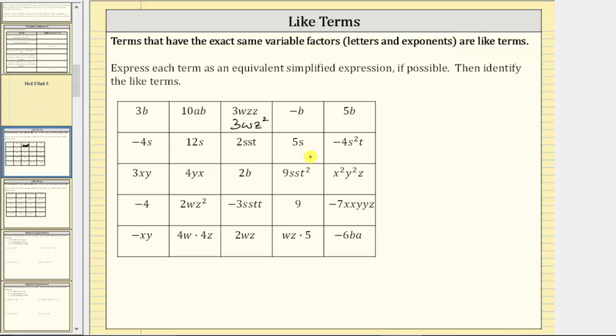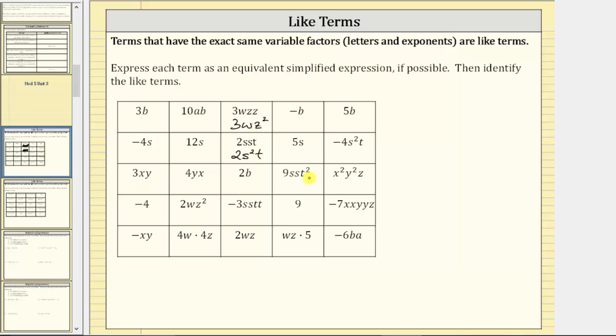Looking at the second row, again, there's only one term that can be simplified or written as an equivalent expression, which is this term here, 2sst. Because we have two factors of s, we can write this term as 2s squared t. Again, we have two factors of s, which is why the exponent is 2.